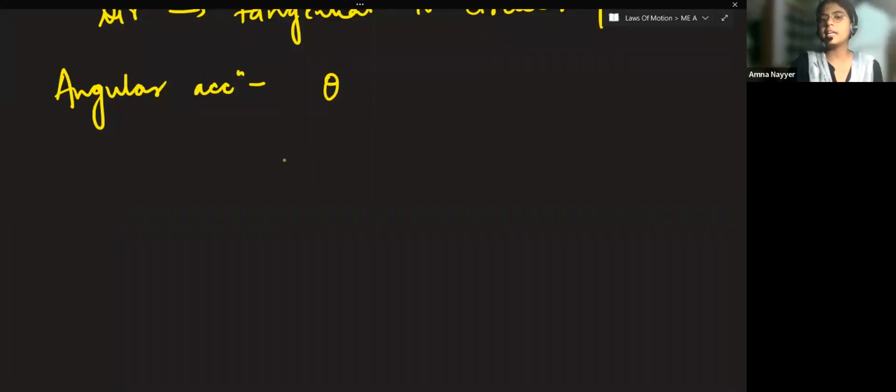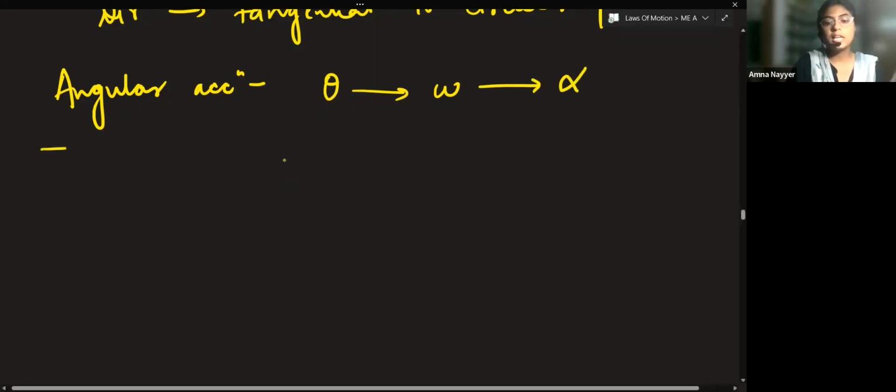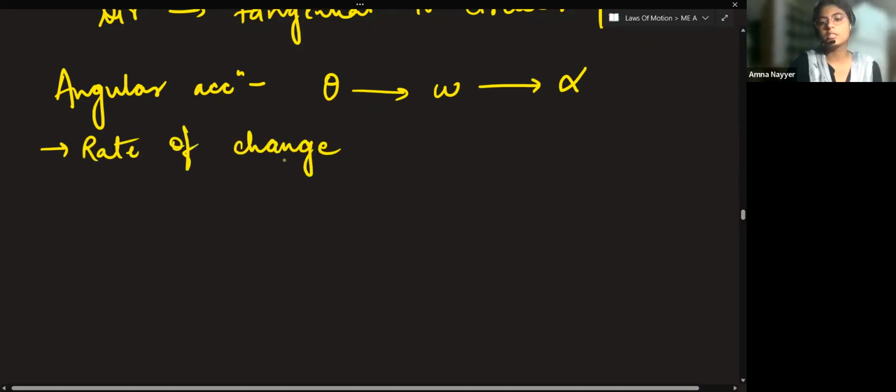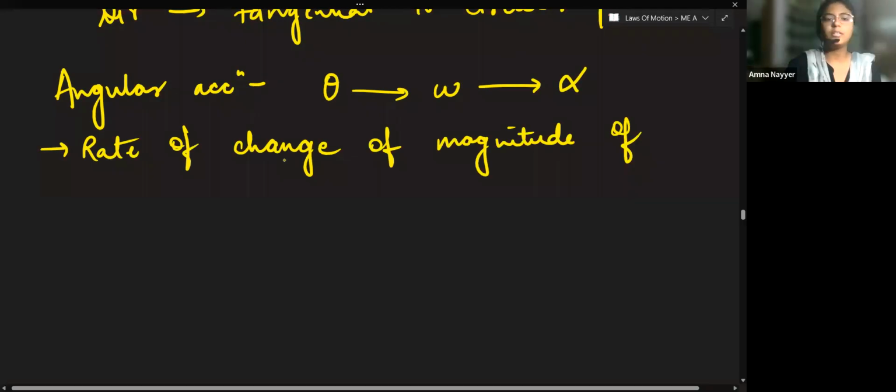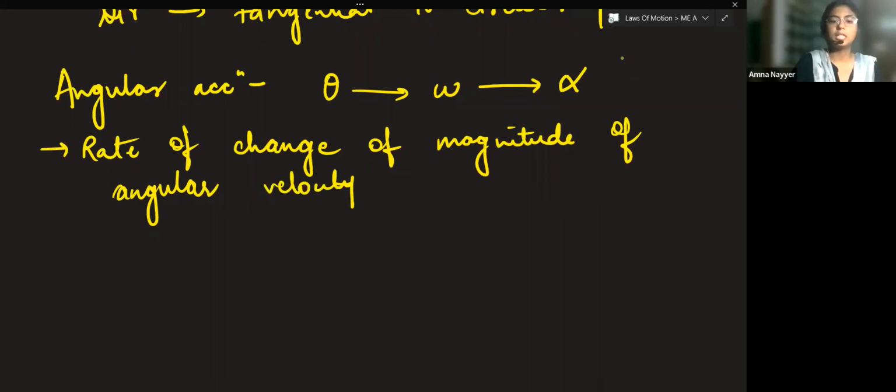The last acceleration that we have not discussed is angular acceleration. It is a similar pattern. When angular displacement changed, we got angular velocity. Now, when this angular velocity changes, we get angular acceleration. This is denoted with the symbol alpha. So this arises due to the rate of change of magnitude of angular velocity. So alpha is written as the rate of change of angular velocity.